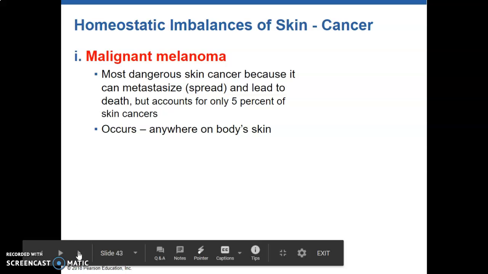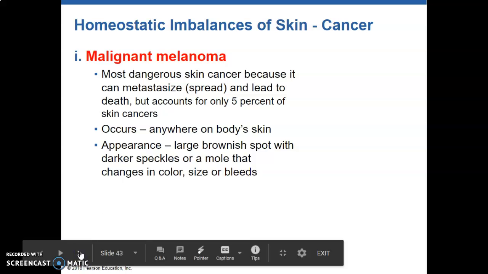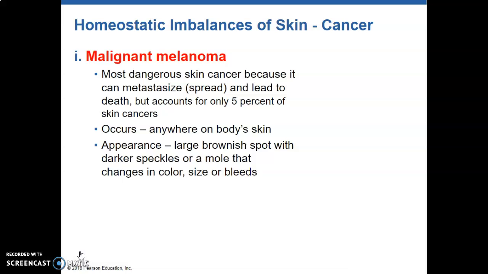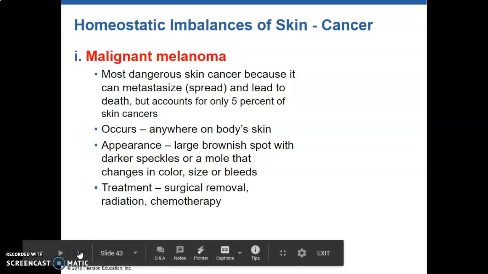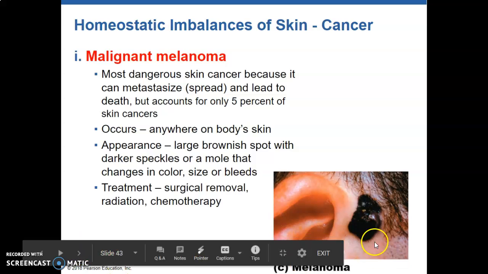It can occur anywhere on your body, not just on the sun-exposed areas. It's a large brown spot with darker speckles, or it could be a mole that changes in size or color, and it might bleed. It could be surgically removed, could require radiation, and maybe also chemotherapy. And again, you can see how dark this is. Remember, melanocytes, which are the mutated cells in a melanoma, produce the pigment melanin. And you can see that these mutated melanocytes here are producing a lot of that protein melanin.